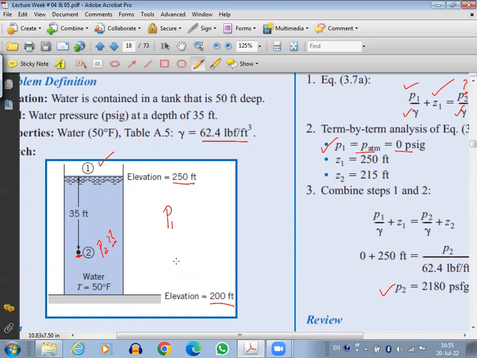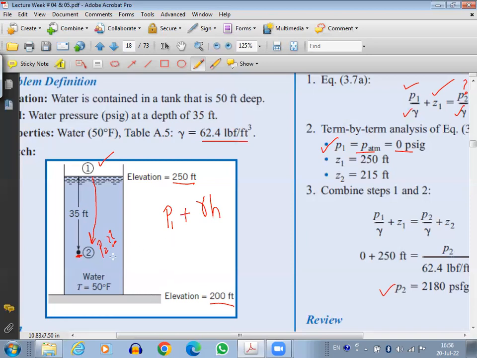If I'm moving above the point, then it will be minus. If I'm moving below that point, it will be plus, because pressure increases as we go down, and pressure decreases as we go up, right? So from 1, I'm moving down to 2. Since I'm moving from 1 down to 2, I will put plus here. Pressure increases as we move down, plus gamma into H.